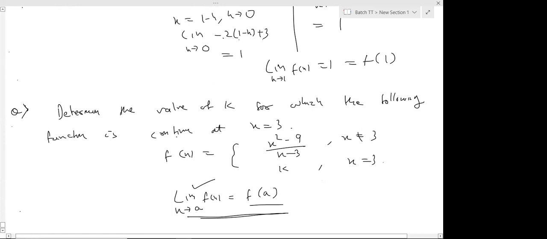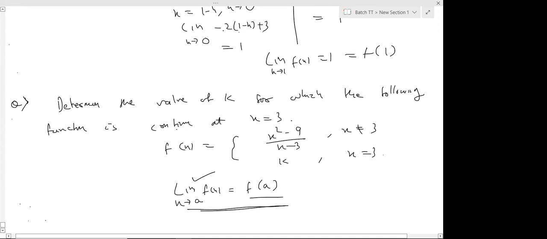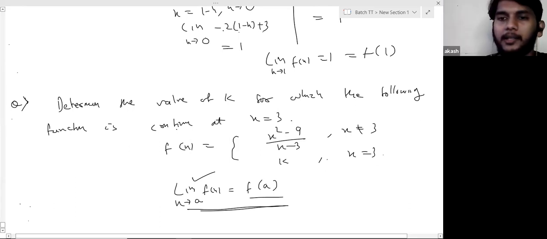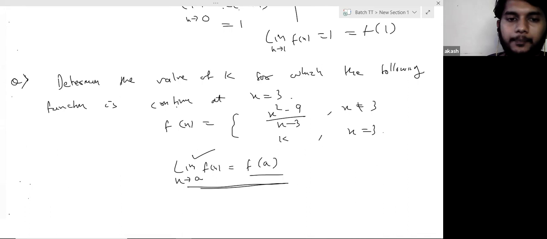Yes. So f of 3 is k, right? Yes, f of 3 is k. Okay. Try to solve. And here you don't have to find LHL, RHL, you can find the limit directly, right? This function is not broken, less than 3, more than 3. Okay, so you can find the limit directly.